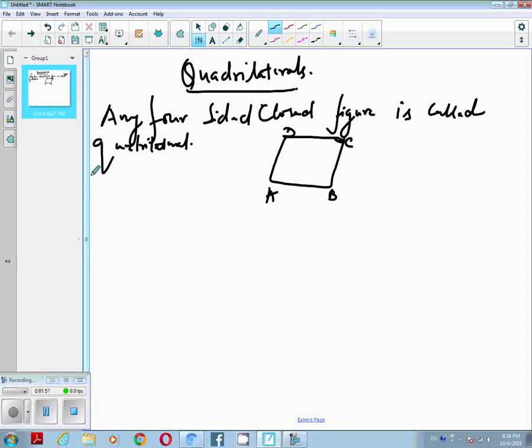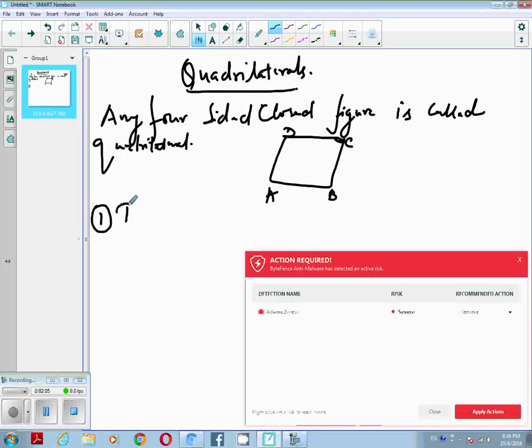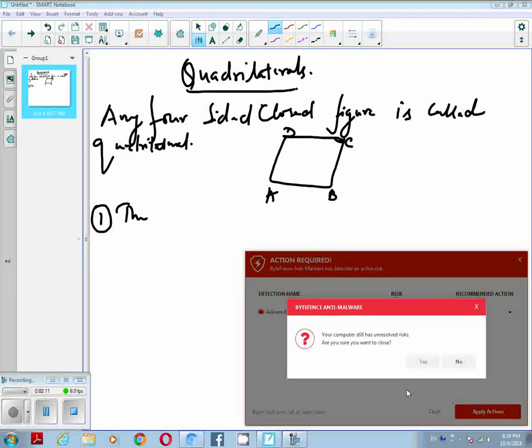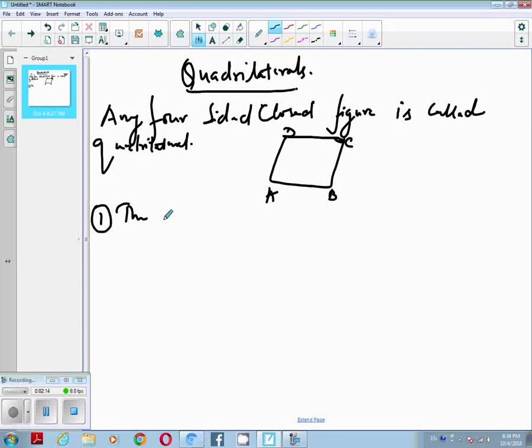Now, let's come to some smaller properties of quadrilateral. Number one, the sum of all the angles of a quadrilateral is equal to 360 degrees.